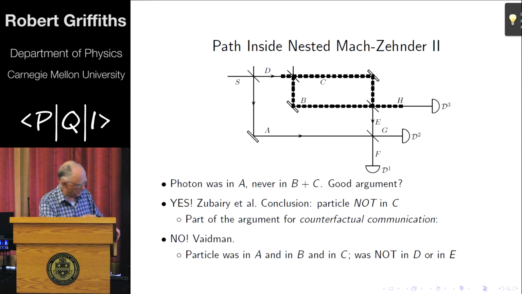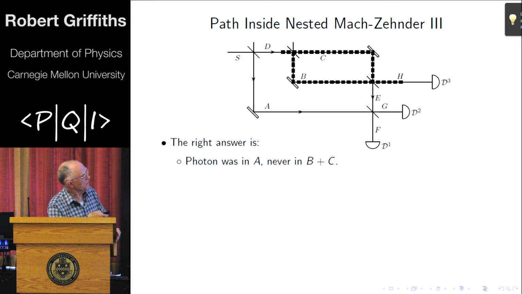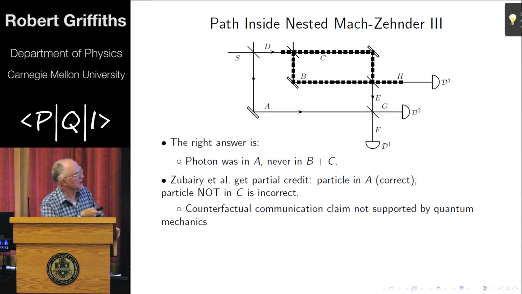Oh, sorry, before showing the right answers, Lev Vaidman is a well-known physicist at Tel Aviv University, Quantum Foundations. He says the particle was in A, and in B, and in C, but it wasn't in D, and it wasn't in E. That seems slightly problematical. Let me not explain how he reached that, but let me now give you the right answers in this case.